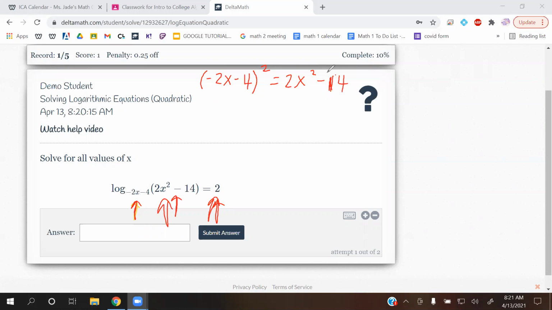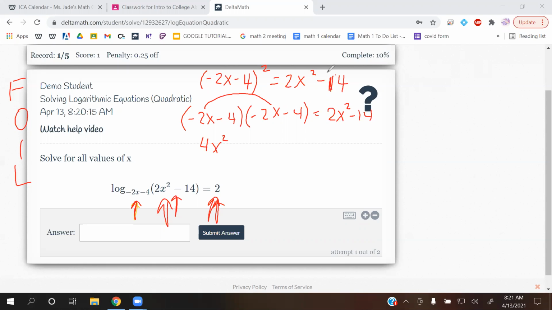So we have -2x minus 4 squared. So I'm just going to write it again. Okay, so I just expanded it out. And then once it's expanded out, it can be more easily seen how we want to FOIL this. So the F in FOIL stands for first. So I'm going to multiply the first values. So -2x times -2x gives us +4x squared. That is the F in FOIL because it stands for first.